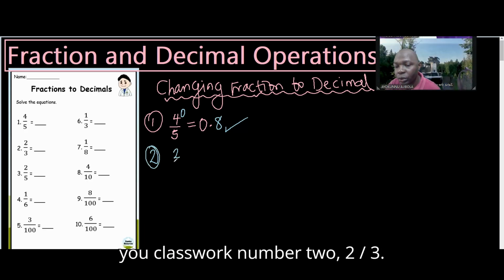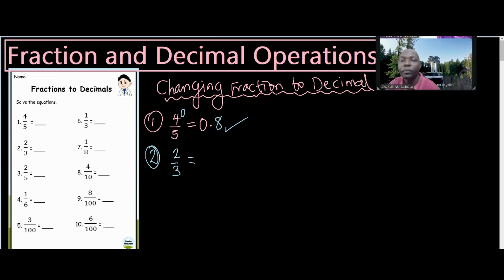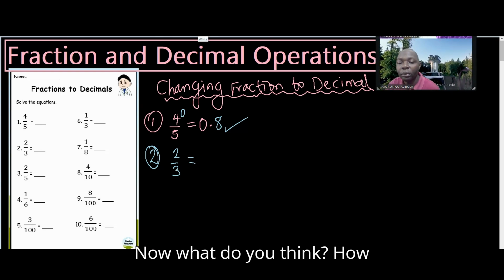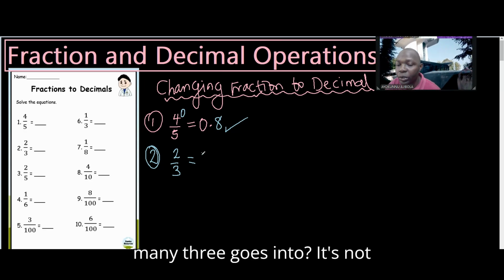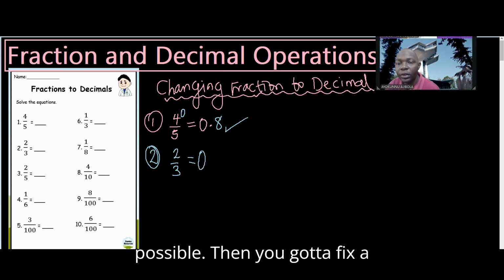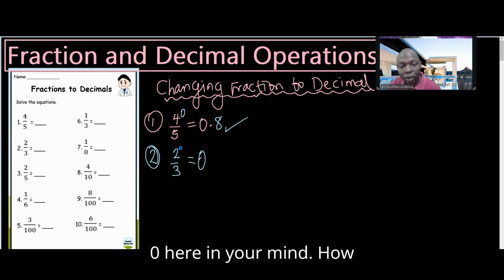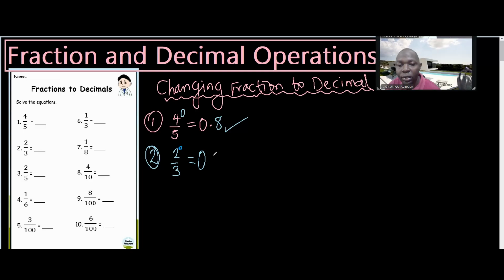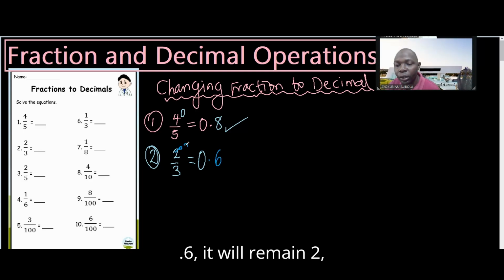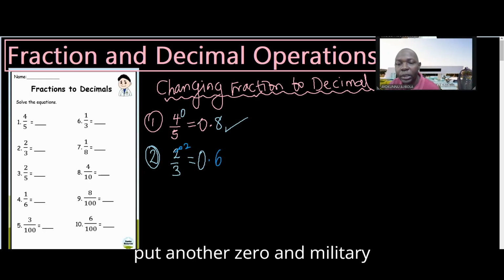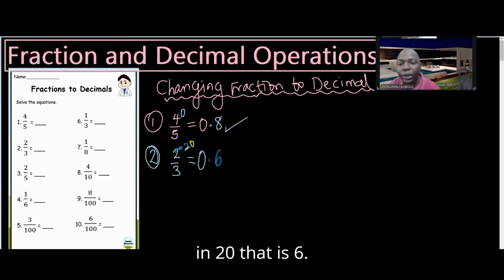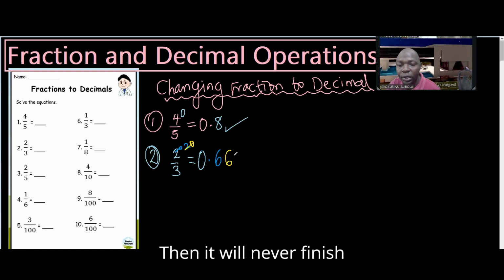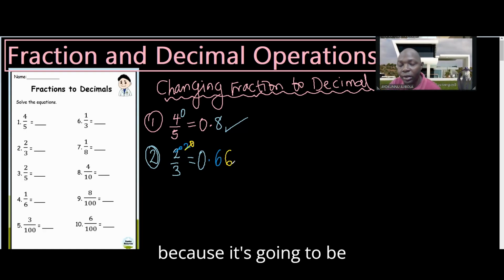Number 2, 2 over 3. Now, what do you think? How many 3 goes in 2? It's not possible. Then you got to fix a 0 here in your mind. How many 3 goes in 20? That is 6. So you put 0.6. It will remain 2. Put another 0. How many 3 in 20? That is 6. Then it will never finish because it's going to be recurring, okay?